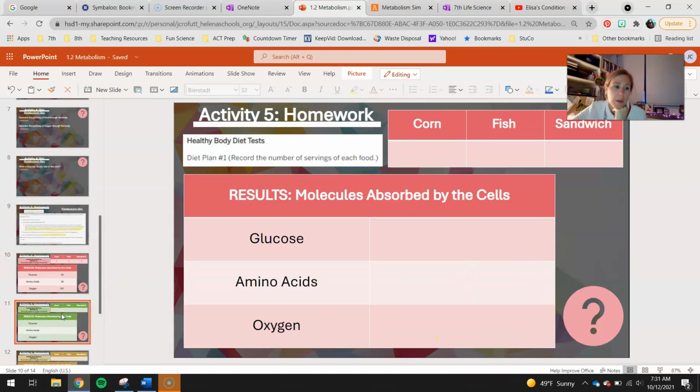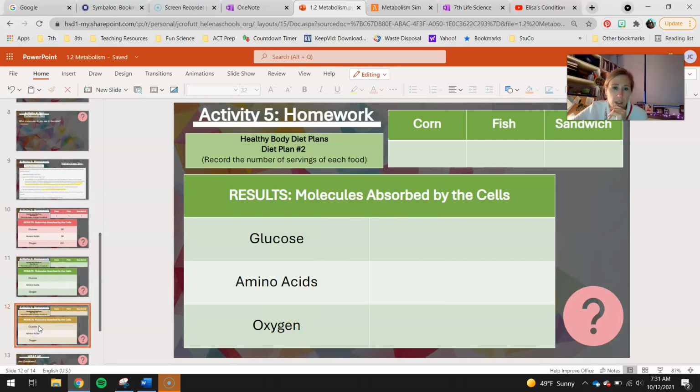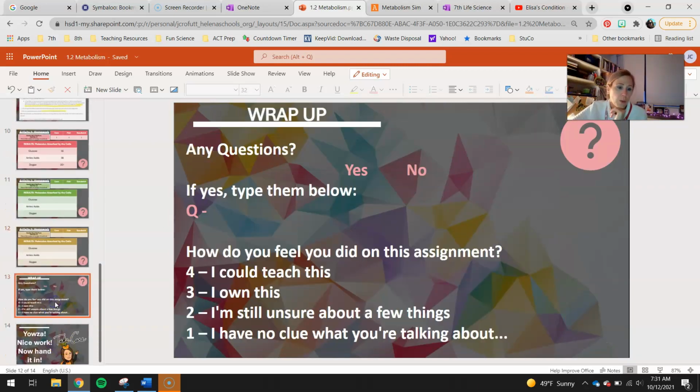Okay, so you will come up with your own diet number 2. Tell me how many corn, fish, and Sammys you eat. Record your glucose absorbed by the cells, amino acid absorbed by the cells, and oxygen absorbed by the cells. And then you will move on to your diet plan number 3, which again, same thing, record what you eat, record what's absorbed. Okay, wrap this up.